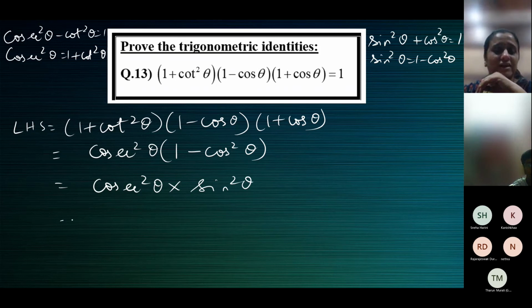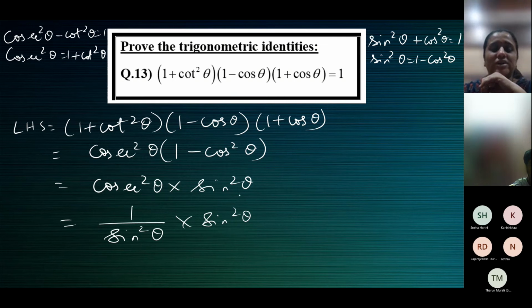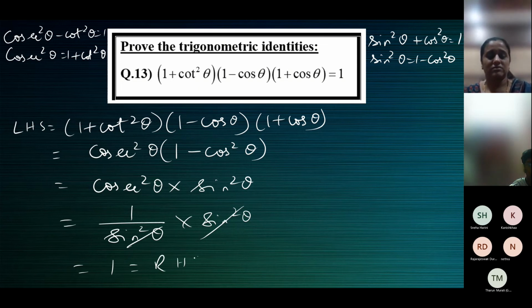Next, what should you do? At least help me with this. Quick. 1 by sine square theta. Very good. Cosecant square theta is 1 by sine square theta, into sine square theta. So it is 1 by cosecant squared theta, which is the RHS. That's it.